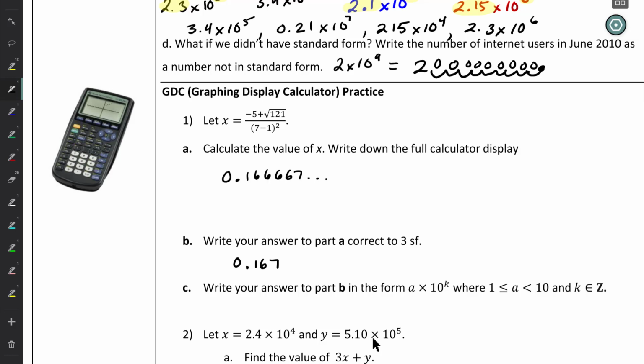Now, write our answer from part B in the form a times 10 to the k, where 1 is less than a is less than 10, and k belongs to z. So we're just writing it in standard form, which means we just want to take that decimal and move it over to our first significant figure, and that's going to be right here. Okay? We moved it over to the right, which means we need to make our exponent negative. That's going to be 1.67. We only moved it one spot, so it's times 10 to the negative 1, and that does it. Okay?